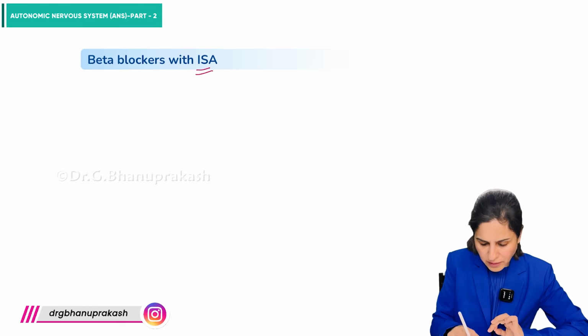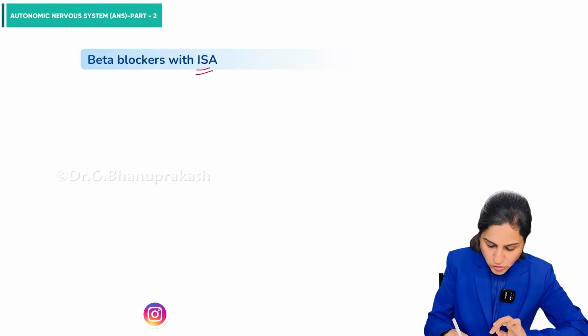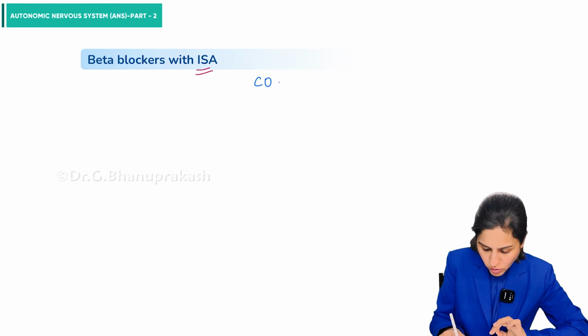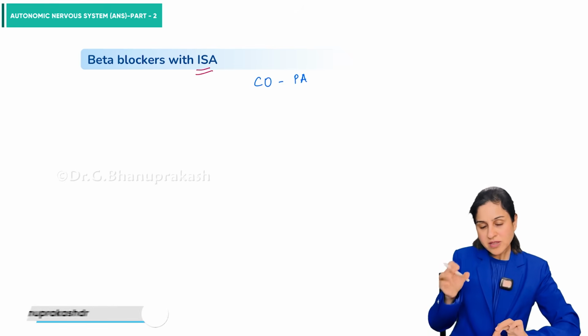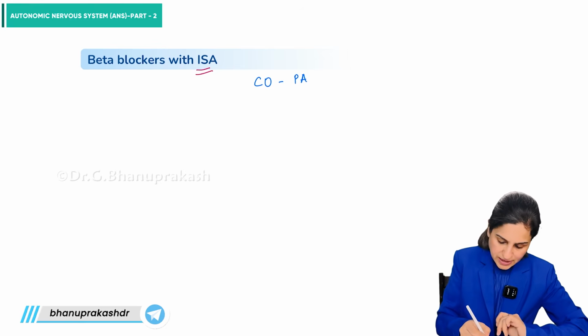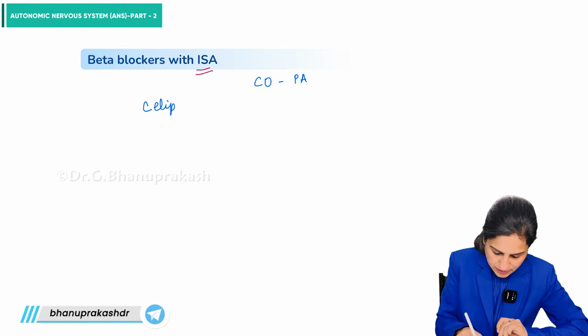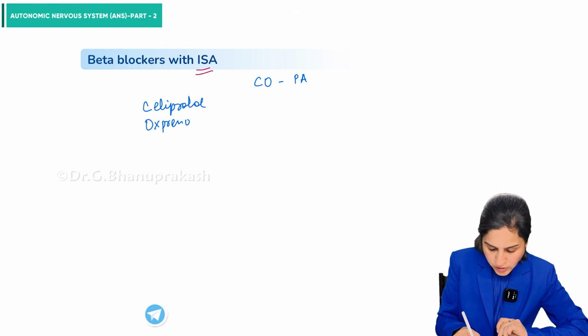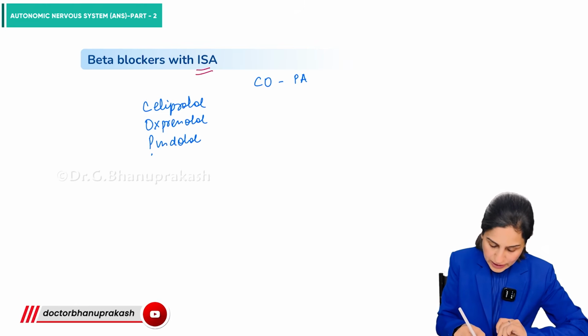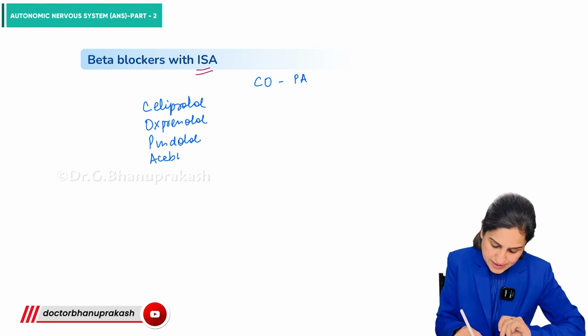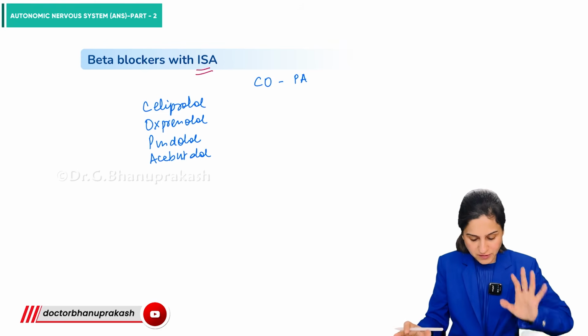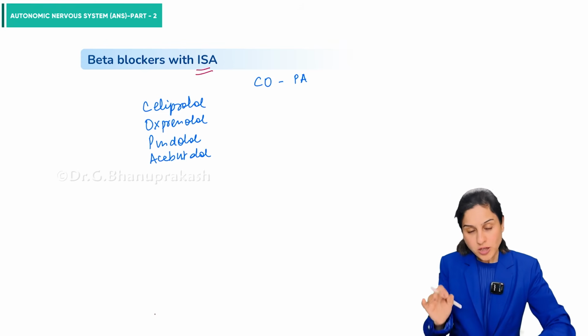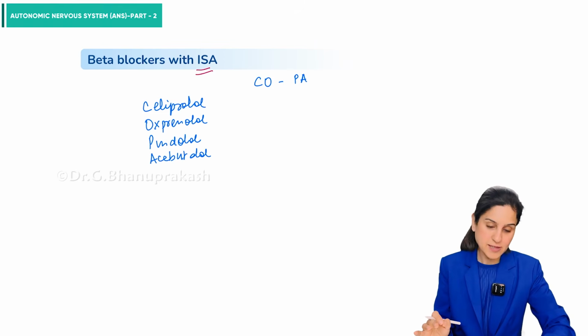Then beta blockers with intrinsic sympathomimetic activity. So they have a partial agonistic activity. So we have a mnemonic, CoPA. That means co-partial agonistic activity. So we have drugs like celiprolol, oxprenolol, pindolol, and acebutolol. This acebutolol, you'll see it is coming in all the classifications. So celiprolol, oxprenolol, pindolol and acebutolol.